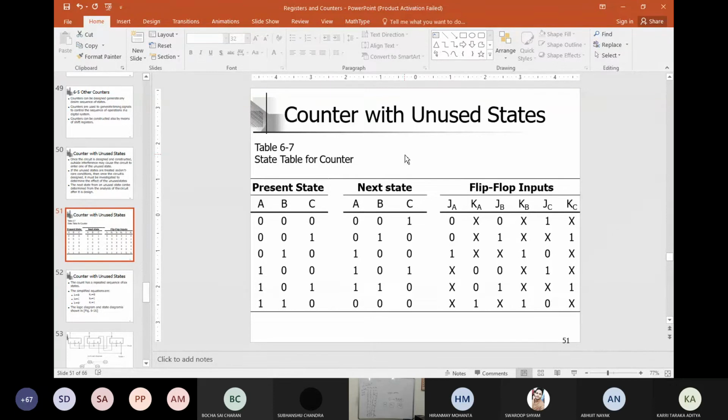That means what is happening? Which are unused states there? It's not in a continuous sequence. We can skip that, isn't it? Did you observe? It's just an example already worked out. Just check out.